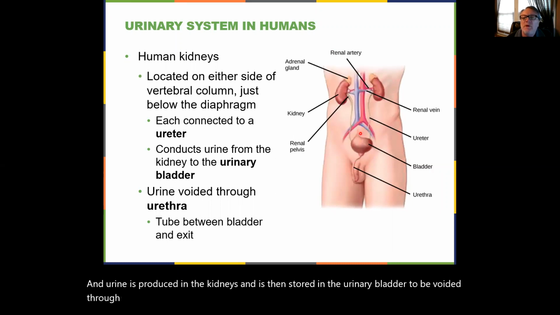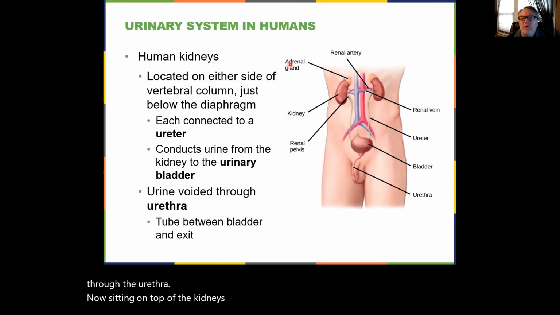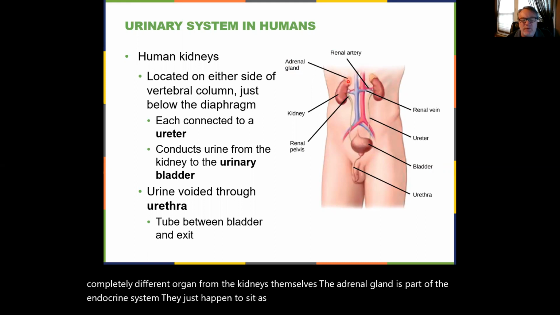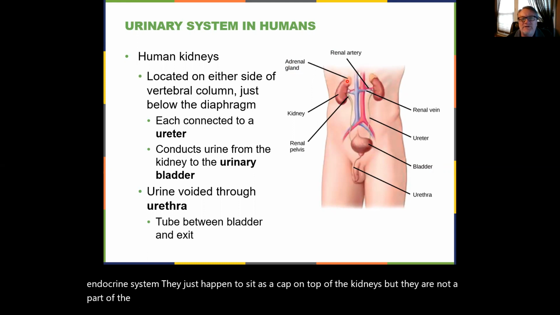urethra. Now, sitting on top of the kidneys, as noted here, is also the adrenal gland, but that's actually a completely different organ from the kidneys themselves. The adrenal gland is part of the endocrine system. They just happen to sit as a cap on top of the kidneys, but they're not a part of the function of the kidneys that is going to be described here. They're just nearby.